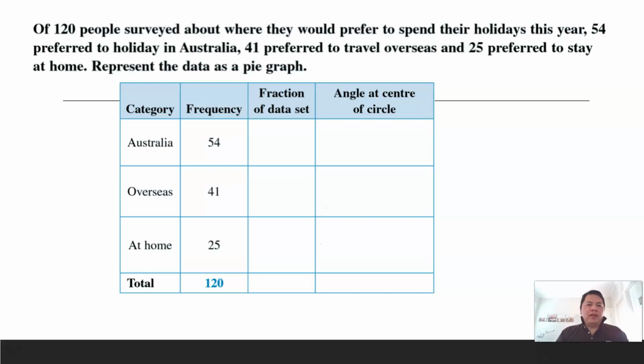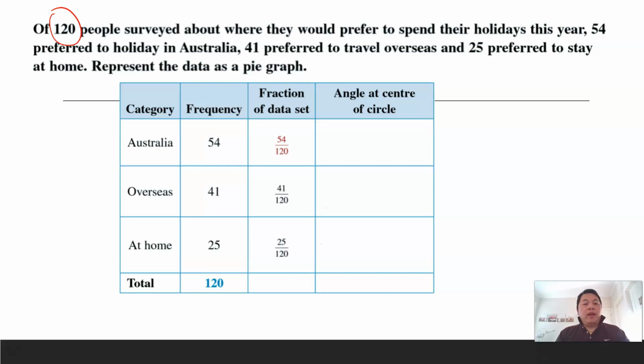After collecting data for 120 people on how they would want to spend their holiday, we have people who say they want to holiday in Australia, some travel overseas, some stay at home. So that is the data collected. We want to find out what fraction of it. To find the fraction, we need to know the population again. This is the population, because there were 120 people surveyed. So you get 54 out of 120 for Australia, 41 out of 120 overseas, and 25 out of 120 at home.